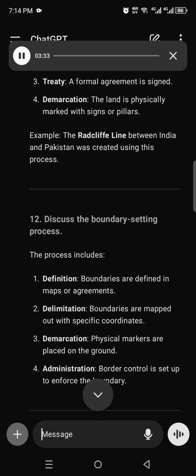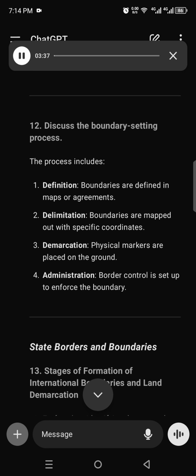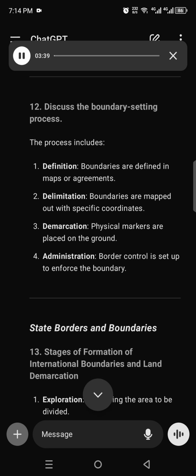12. Discuss the boundary setting process. The process includes: 1. Definition. Boundaries are defined in maps or agreements. 2. Delimitation. Boundaries are mapped out with specific coordinates. 3. Demarcation. Physical markers are placed on the ground. 4. Administration. Border control is set up to enforce the boundary.